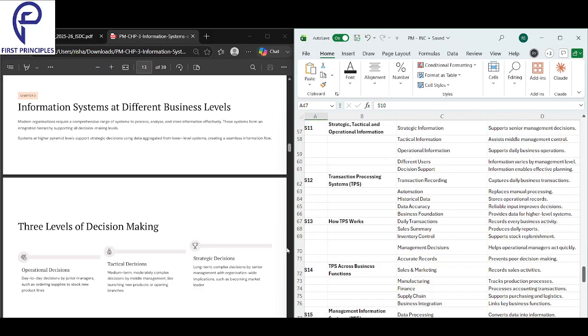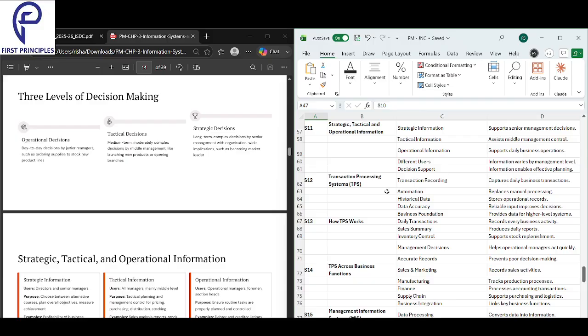Now coming to the main topic here, three levels of decision making: strategic, tactical, and operational. Strategic supports senior management decisions. Tactical assists the middle management. Operational gives day-to-day information. They are different users, they have different information needs, hence they are different systems.